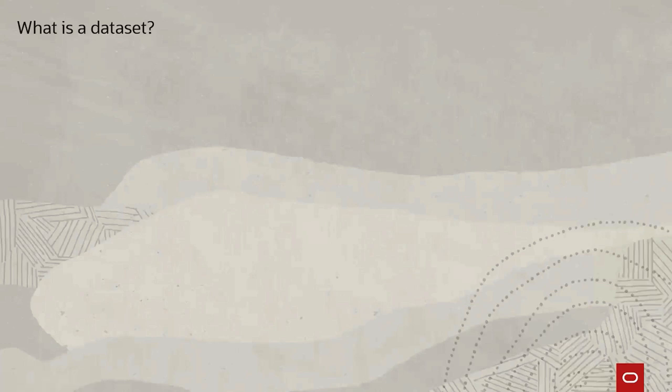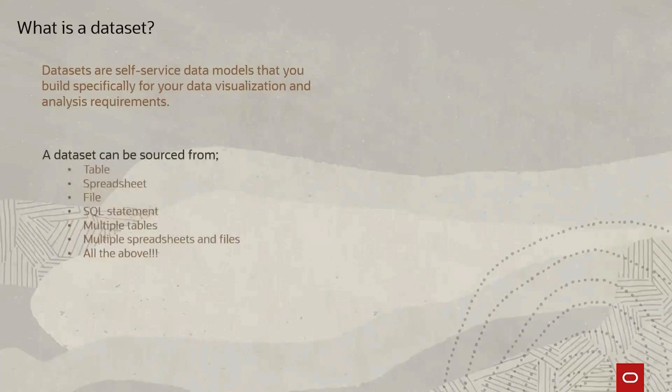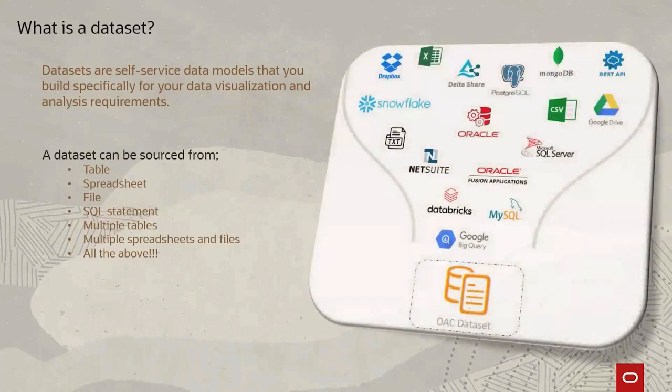Before we can dive into developing datasets, we need to understand what a dataset is. Simply put, datasets are self-service data models that you build specifically for your data, visualizations, and analysis requirements. A dataset can be comprised of multiple objects and multiple object types. When you create and build a dataset, you can choose between many types of connections and spreadsheets or files. For example, you can build a dataset that includes tables from an autonomous data warehouse, tables from a Spark connection, and a local CSV file.